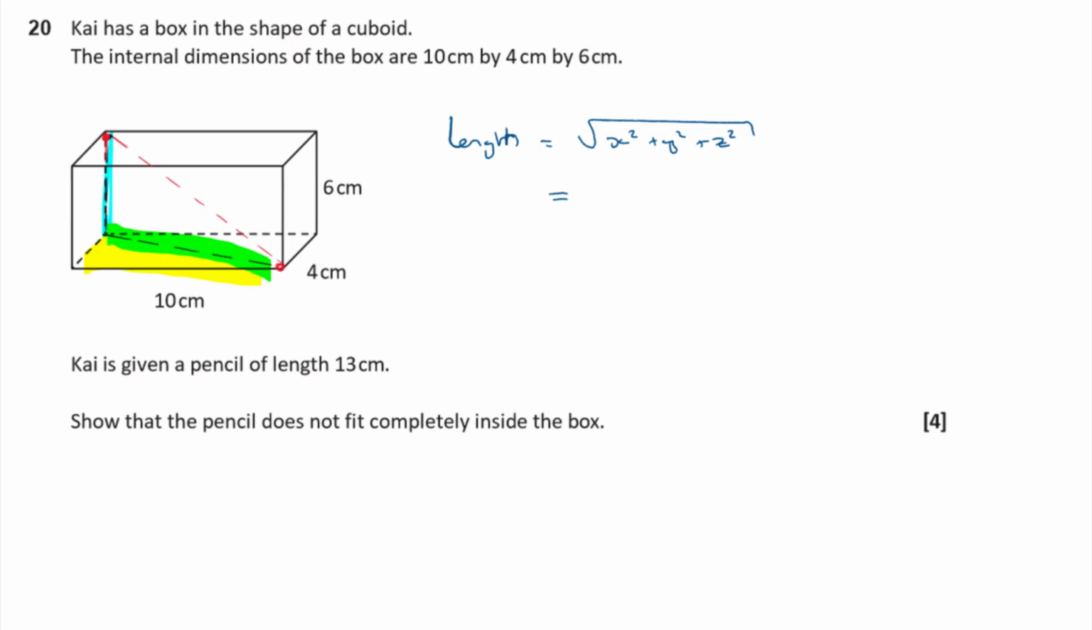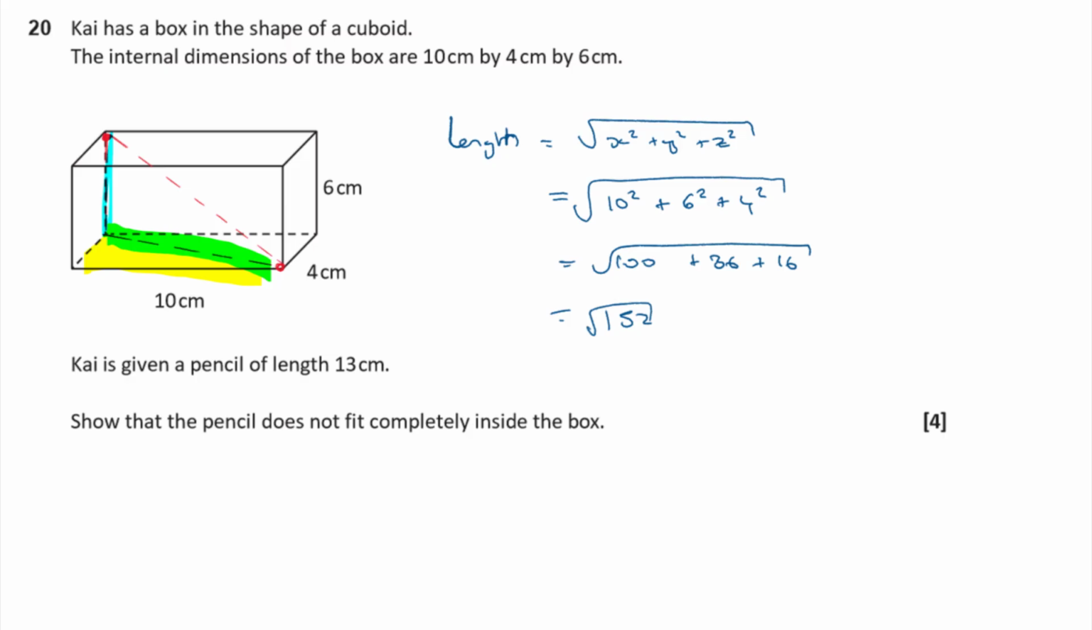Okay, so just taking our three lengths then, 10, 6 and 4, squaring them, 10 squared plus 6 squared plus 4 squared, and then rooting. What's that then? So 10 squared is 100, plus 6 squared is 36, and 4 squared is 16. So that adds up to 152. So this box has a distance of root 152.